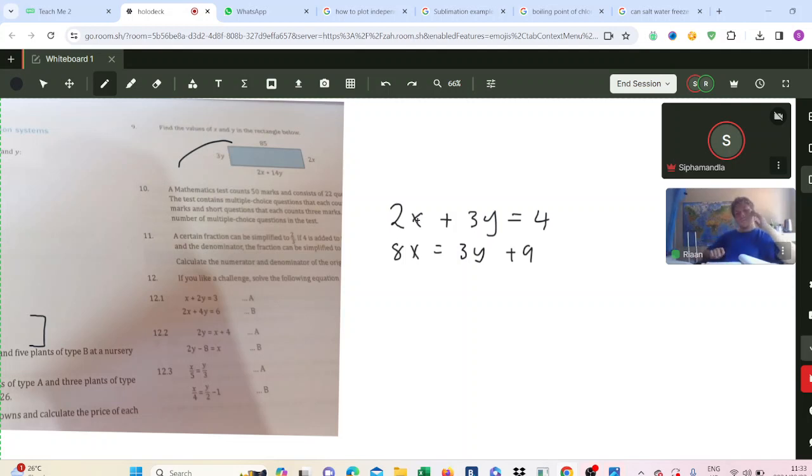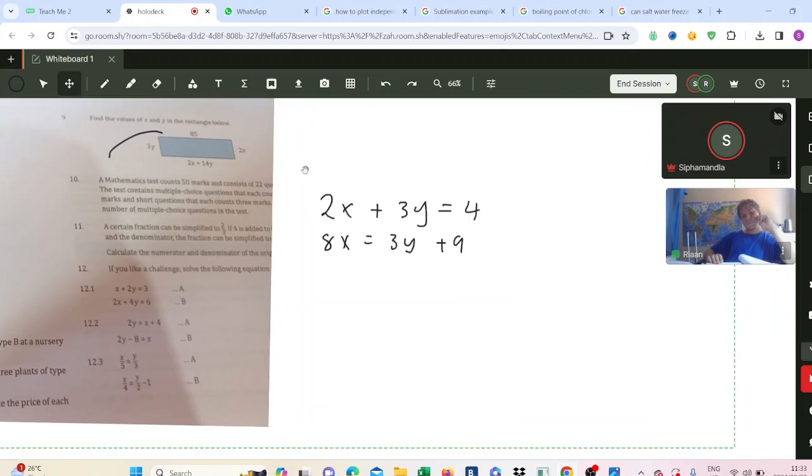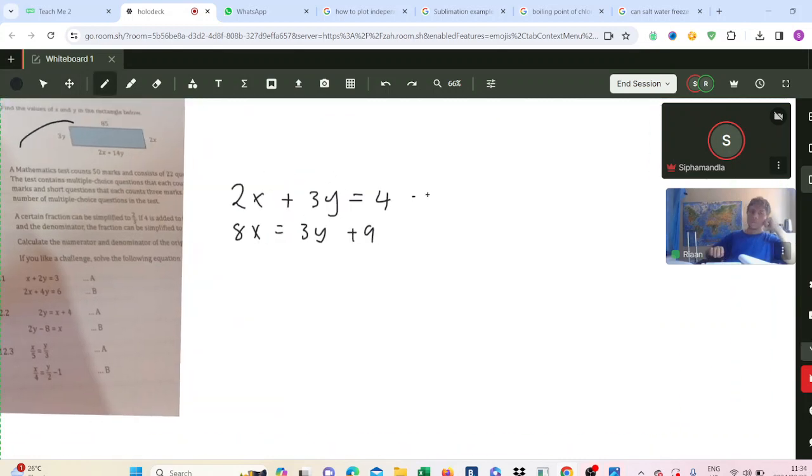Okay, so the first thing that you have to understand is this. When you are solving simultaneous equations, you have to use one of the given equations to make either x or y the subject of the formula, because they gave you the first equation. And make sure that you label these equations. Okay, so this is equation number 1, and this is equation number 2.